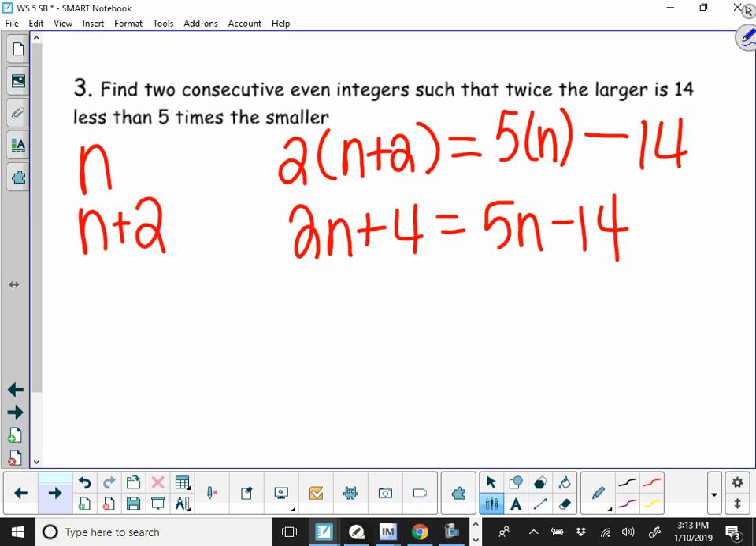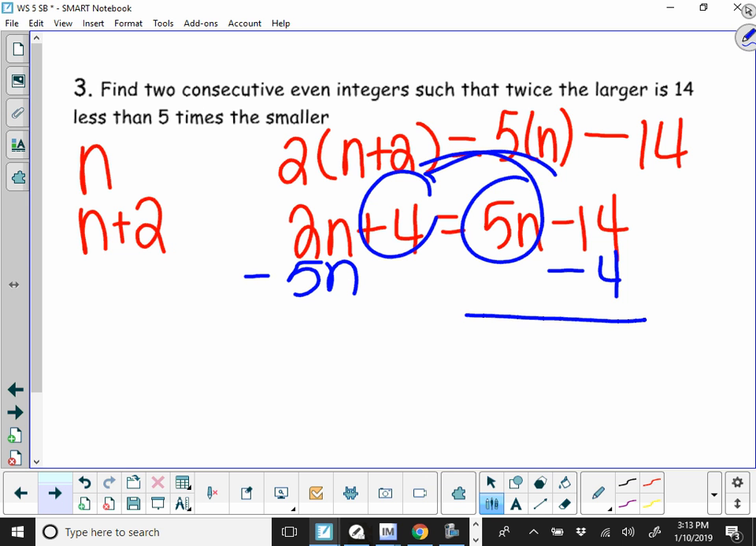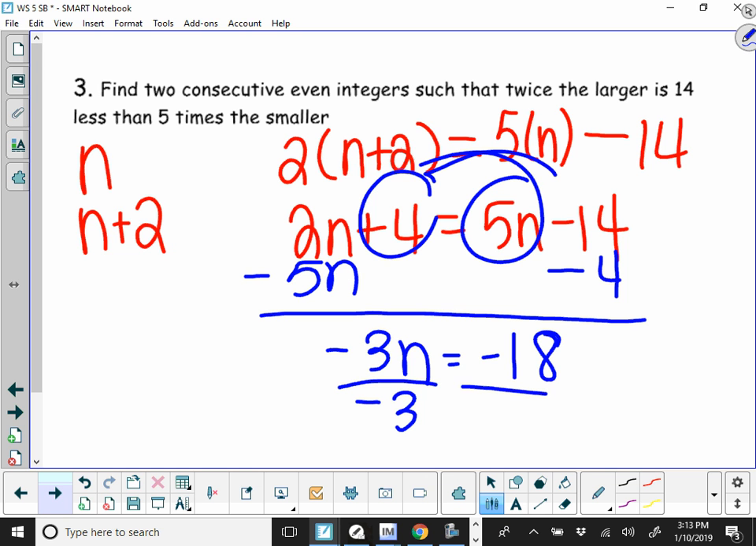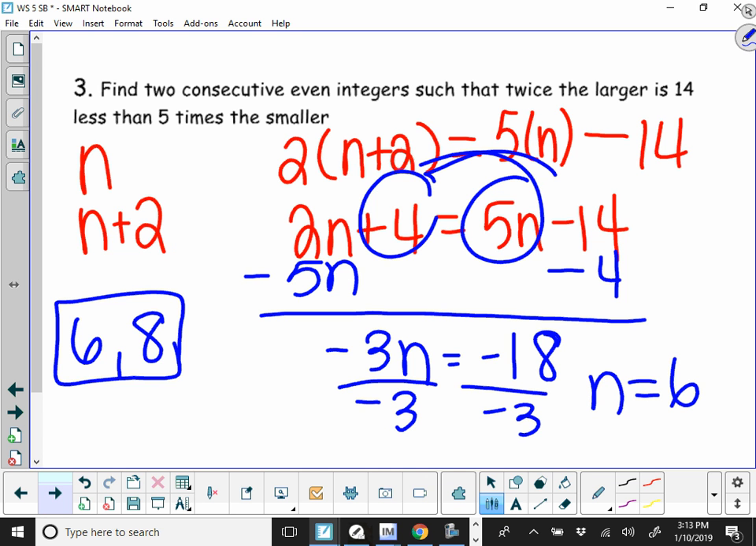I know today when we did one in class, we did it in multiple steps, but I'm going to do it all in one step. So I'm going to subtract 5n over here, and I'm going to subtract 4 from over here. Okay, so that's going to give me negative 3n is equal to negative 18, and when you divide by negative 3, your n is going to equal 6. So 6 is the first one, the second one would be 8.